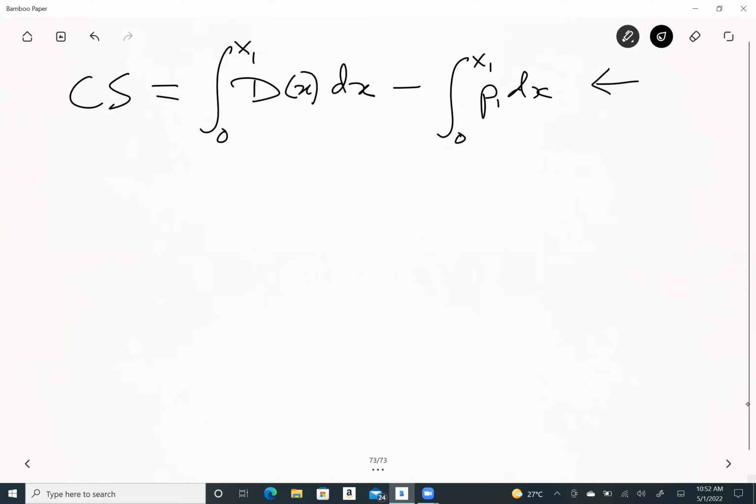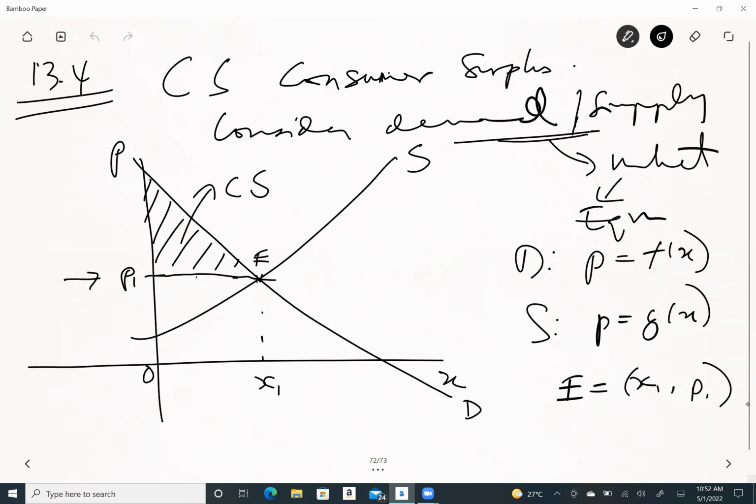Now, what is the economic meaning of consumer surplus? You know already how to get the area, and you know where the area is, all right? But what is it? Okay, consumer surplus is the extra benefit.